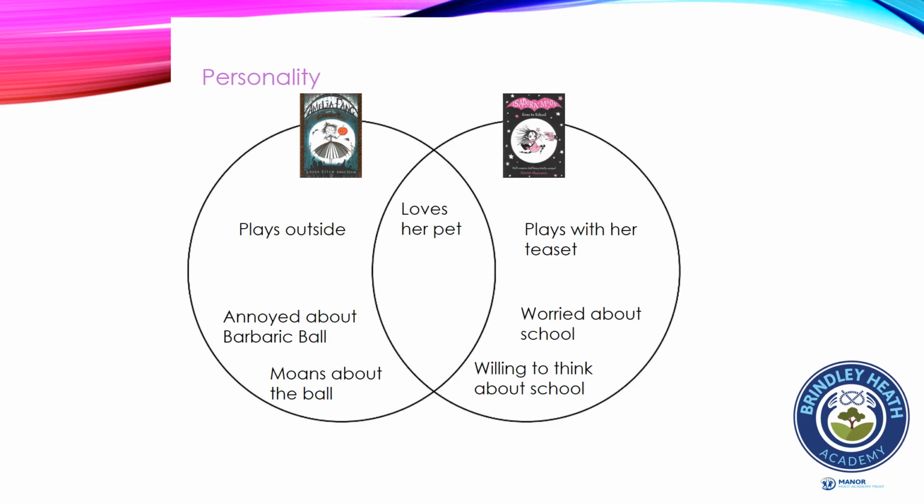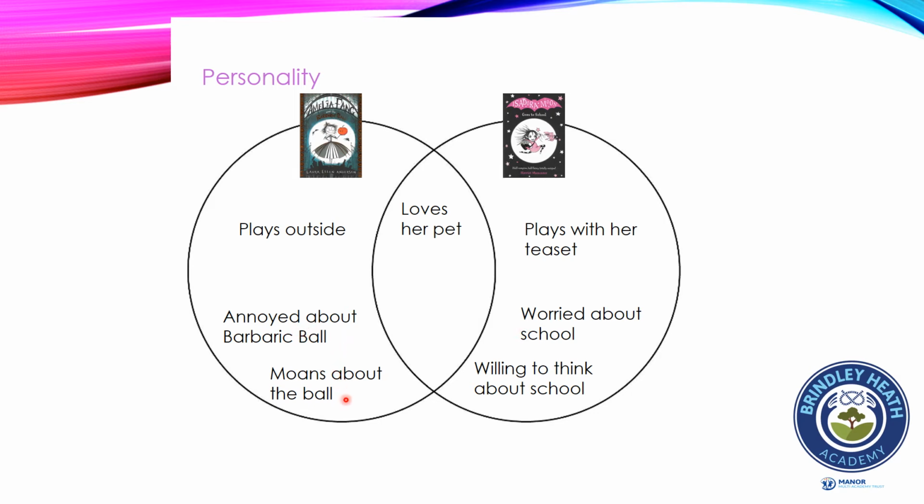And their personality. I've said there's a similarity in terms of them both loving their pets. One has a pumpkin, the other has a pink rabbit. The differences are one plays outside, one plays with her tea set. Amelia Fang is annoyed about the Barbaric Ball, whereas Isadora Moon's attitude to what she has to do with school is that she's worried. So she's worried rather than being particularly annoyed here.